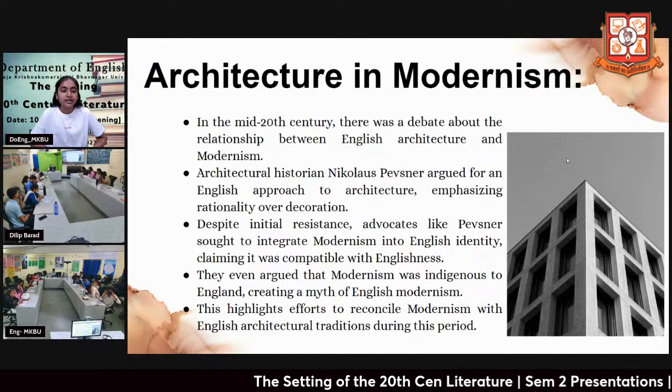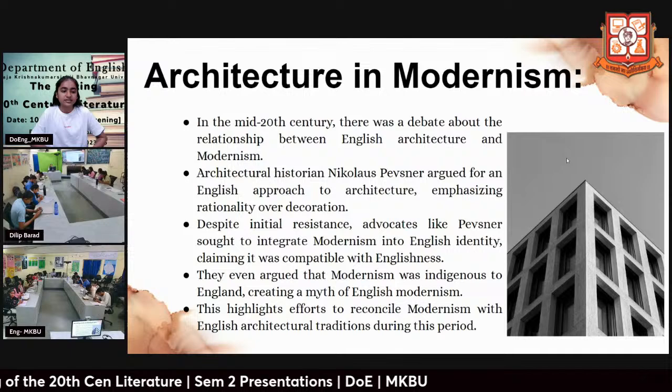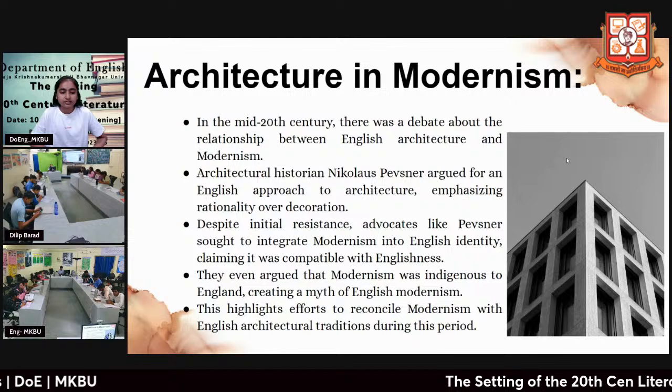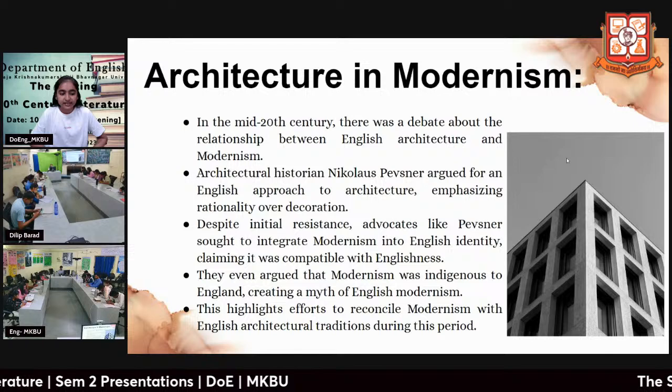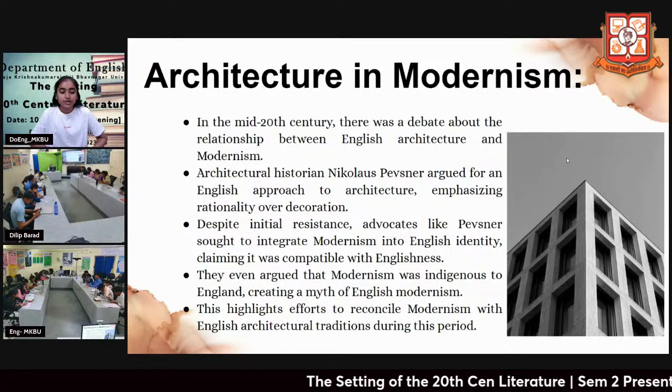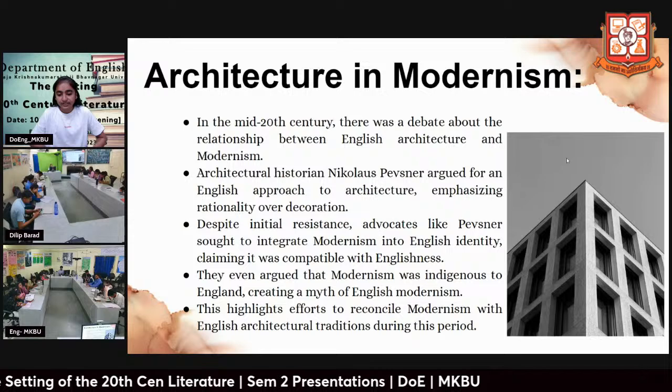Architecture in modernism. In the mid-20th century, there was a debate about the relationship between English architecture and modernism. Architectural historian Nikolaus Pevsner argued for an English approach to architecture, emphasizing rationality over decoration. Despite initial resistance, advocates like Pevsner sought to integrate modernism into English identity, claiming it was compatible with Englishness. They even argued that modernism was indigenous to England, creating a myth of English modernism. This highlights efforts to reconcile modernism with English architectural traditions during this period.